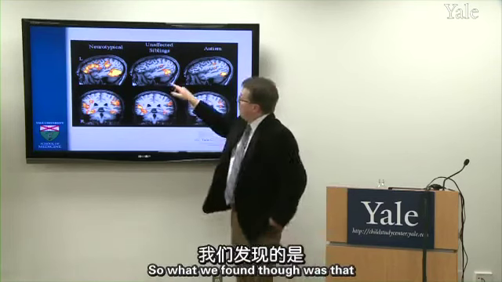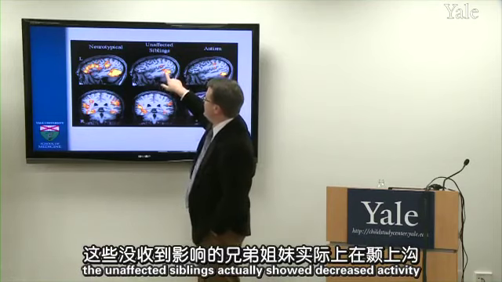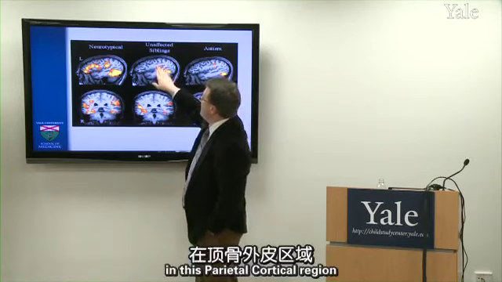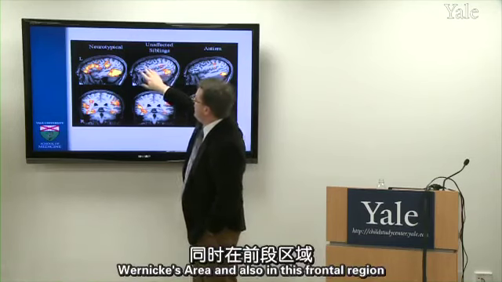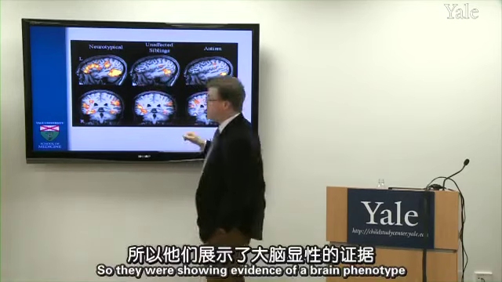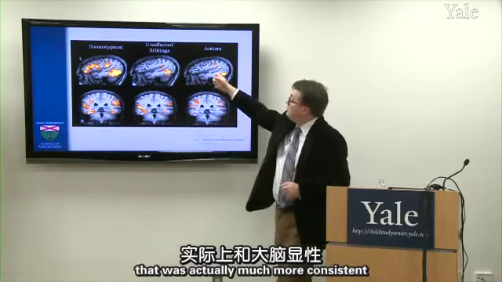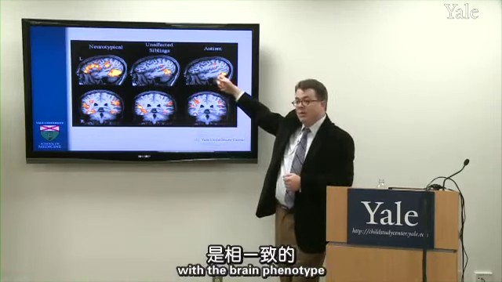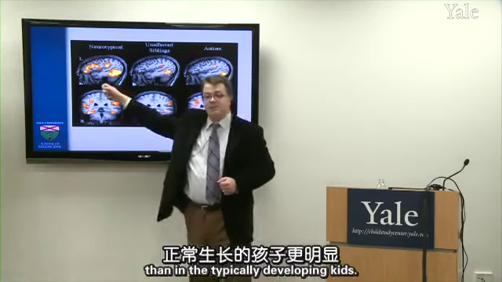So what we found, though, was that the unaffected siblings actually showed decreased activity in superior temporal sulcus, in this parietal cortical region that likely corresponds to Wernicke's area, and also in this frontal region that corresponds to Broca's area, right? So they were showing evidence of a brain phenotype that was actually much more consistent with the brain phenotype that you see in autism than in the typically developing kids.